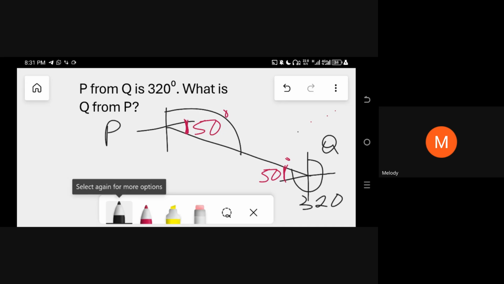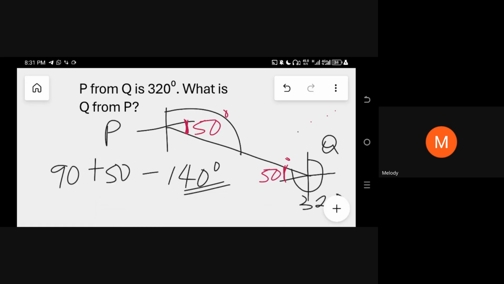So from the north to the east is already 90 degrees. Then plus that extra 50 you see there, that is 90 plus 50. Then the result is 140 degrees. So I also agree with Lucas, Melody, and Matilda after rechecking her work. So I think it's agreeable that this is what is attainable. So 140 degrees is the bearing of Q from P.